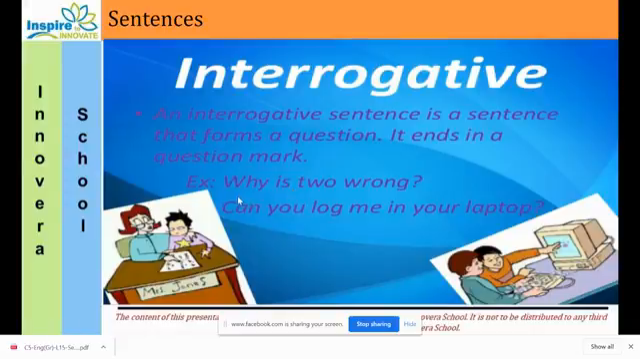In such case we are using WH question. Hope it is clear. So now, what is the rule for interrogative sentence? Interrogative sentence begins with capital letter, ends with question mark. Fine. Whenever we need information, we use interrogative sentence.